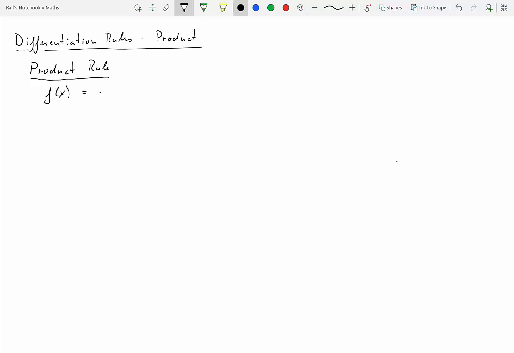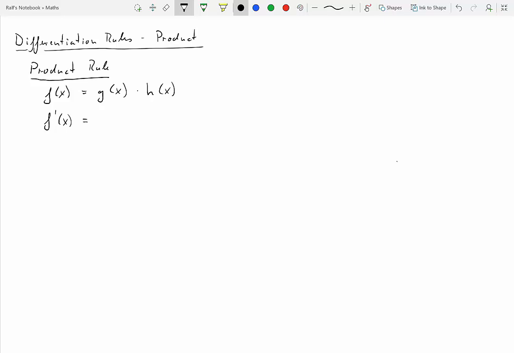Here's a function. We'll do it first generically, f of x. Let's say that function is the product of two functions of x, g of x and h of x. Now, this is very abstract as it is right now, but we will soon fill it with life. But before we do so, I'll just tell you what the result of the product rule is.